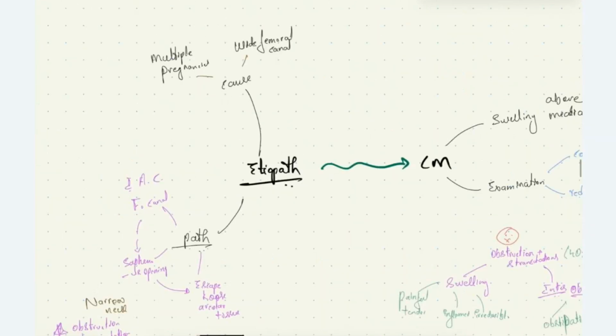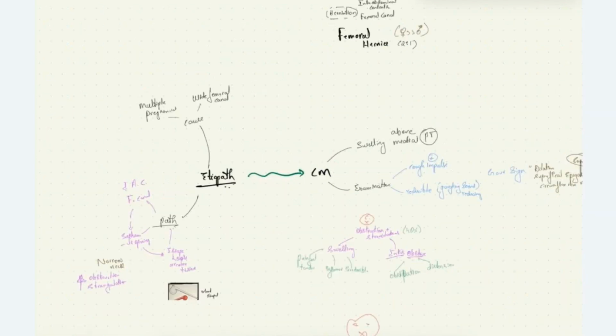In the pathophysiology of this condition, femoral hernia, causes are a wide femoral canal and multiple pregnancy. Multiple pregnancy increases the intra-abdominal pressure and causes compression over the inferior vena cava, and the pressure is transmitted downwards, which causes dilation of the femoral vein into the adjacent femoral canal, weakening the femoral canal. So, multiparity is a risk factor for developing femoral hernia.